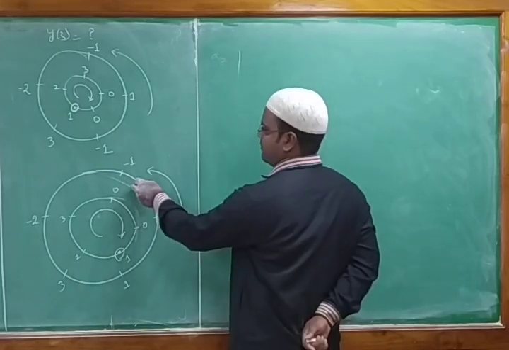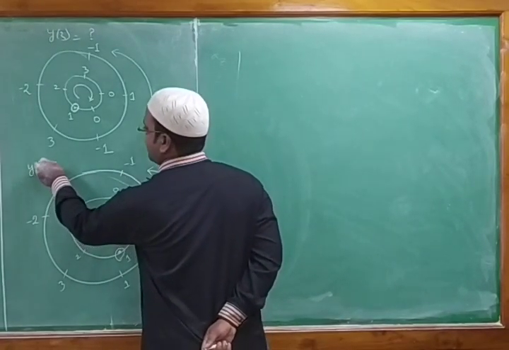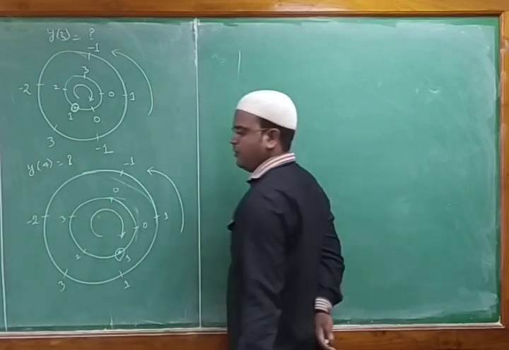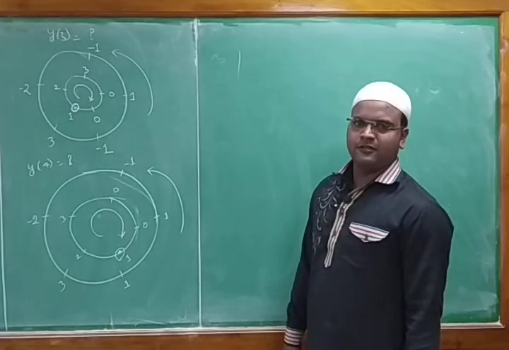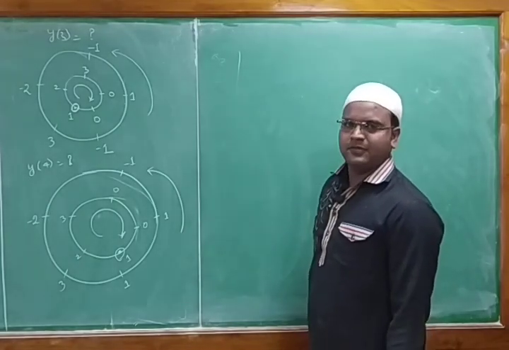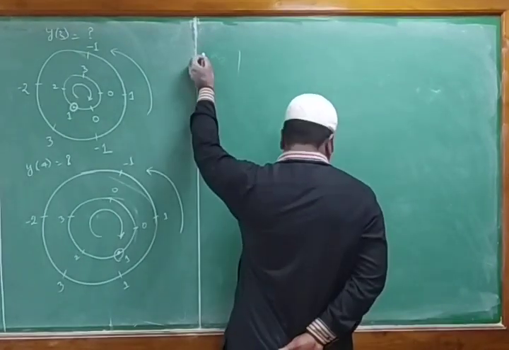So what is the value now? What is the value we'll get from here? We'll get y of 4. So we will find y of 4, and all these answers we will verify using the matrix method afterwards. Now see y of 3. What is the y of 3 answer we have?